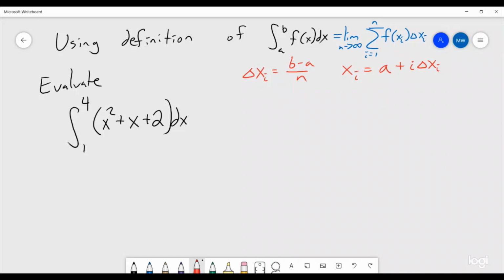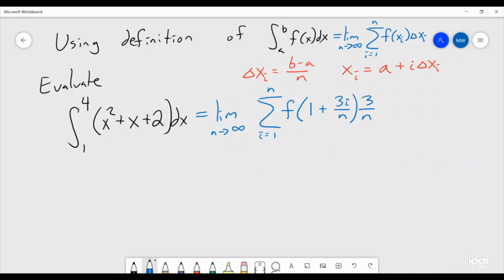So what we can do is now plug these different things in for what we have. So this is going to be equal to the limit, as n goes to infinity, of the sum i equals 1 to n of f of x_i. x_i starts at a, so that's going to be a 1, plus i times delta x. Well, what is our delta x? That's b minus a over n, so that'll be 4 minus 1 over n, so we'll have a 1 plus 3i over n, and times delta x, that's times a 3 over n.